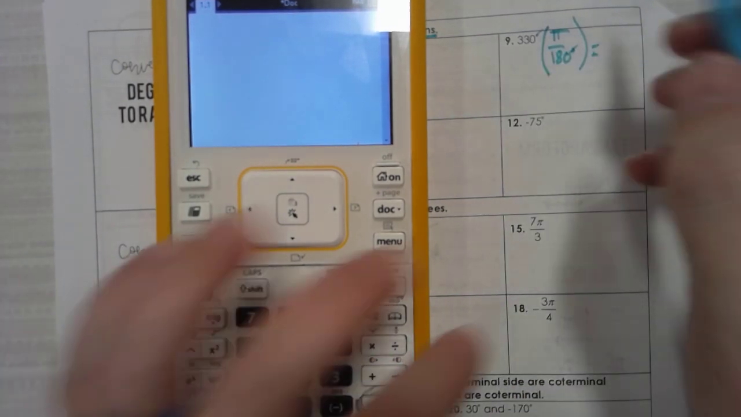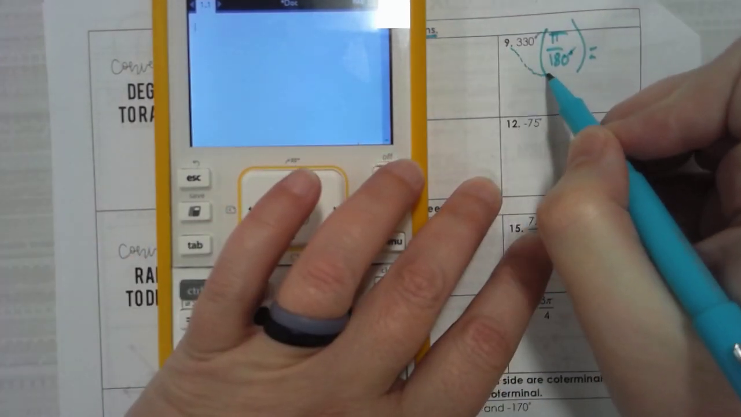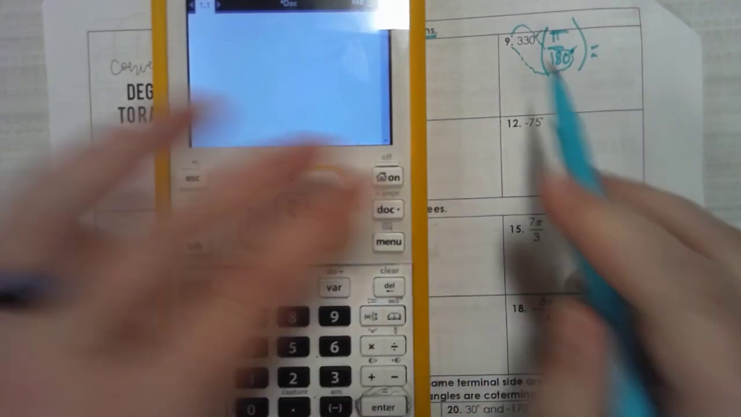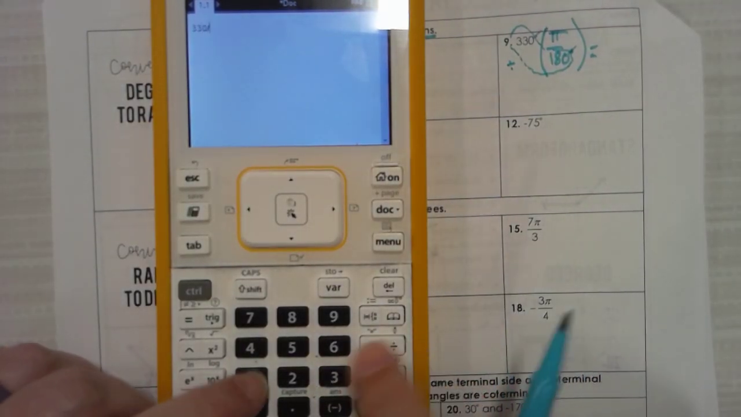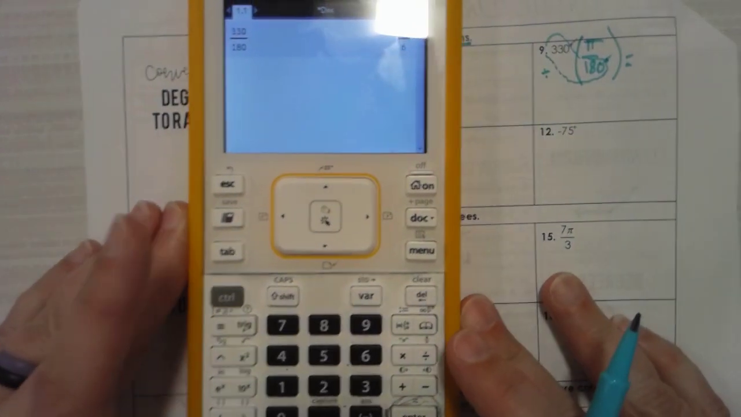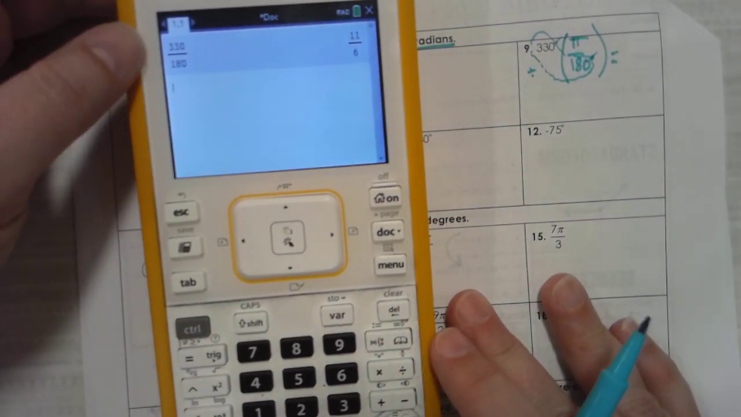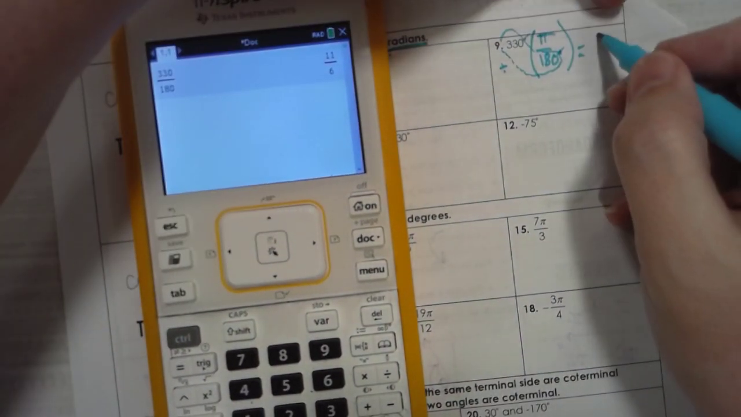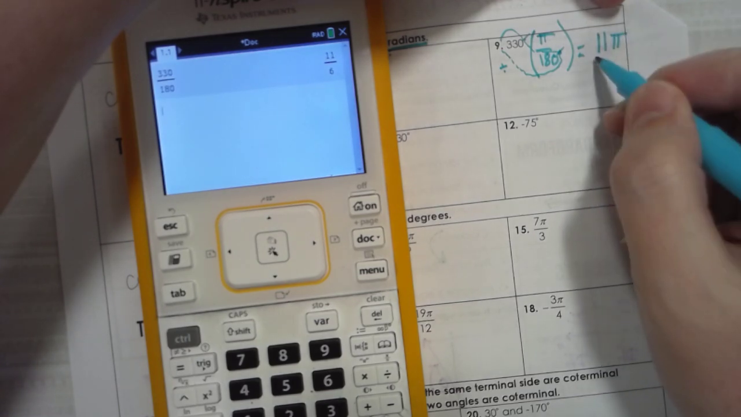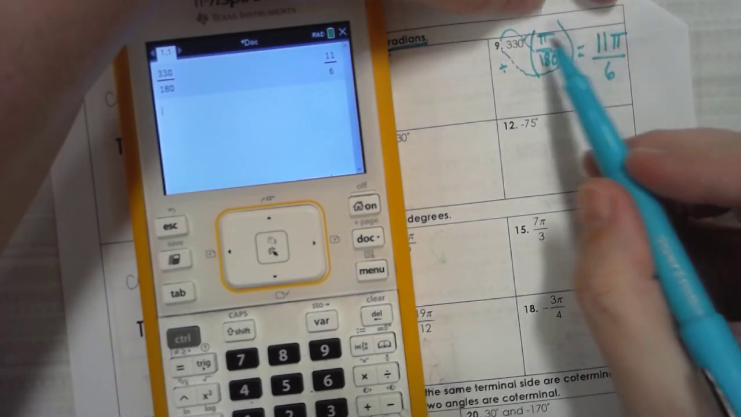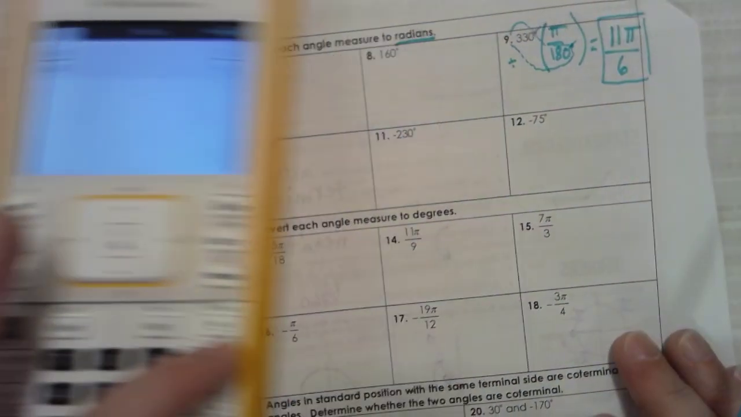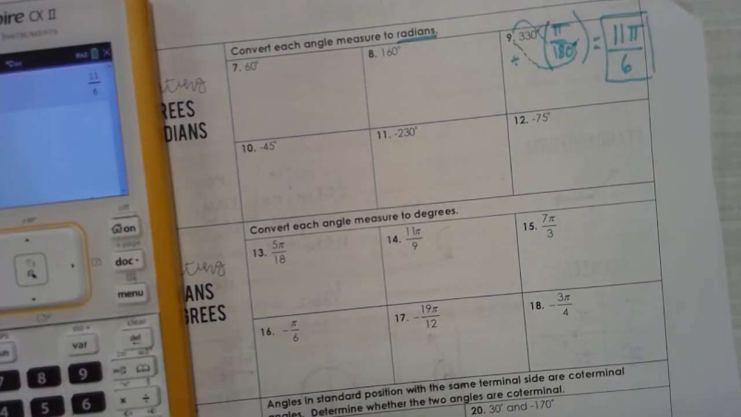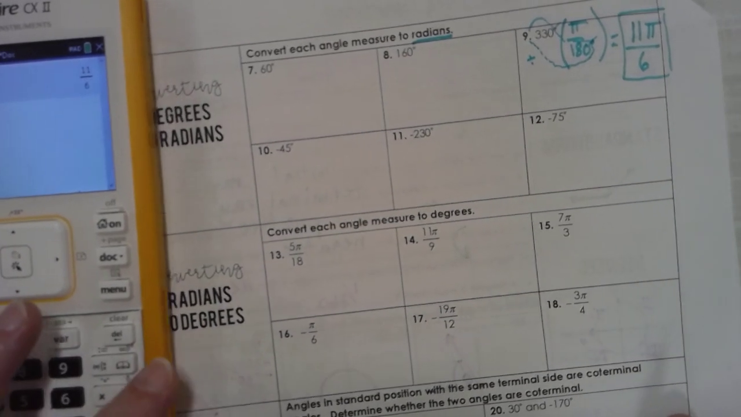So what I need to do on my calculator is this 330 divided by 180. This is division, right? So 330 divided by 180 gives me 11 over 6. So this answer is going to be 11 pi over 6. Pi goes in the numerator. Okay, all right, let's do another one.